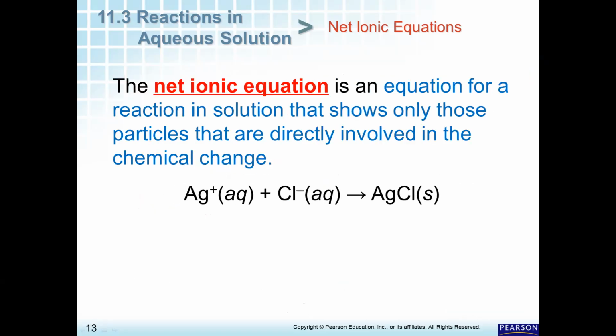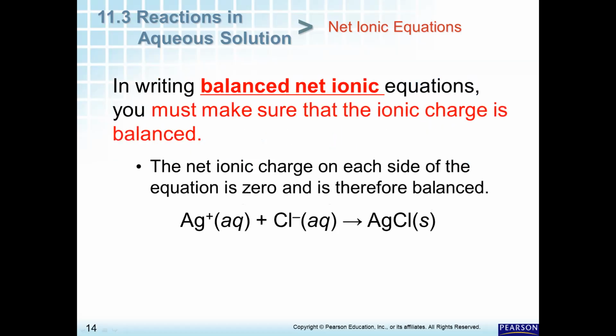And that is the main thing. Why do I need to worry about the others? This is what I want. It is the net ionic equation that shows only the ions that are involved in the formation of a precipitate. Okay, now let's see, I think we have some examples.